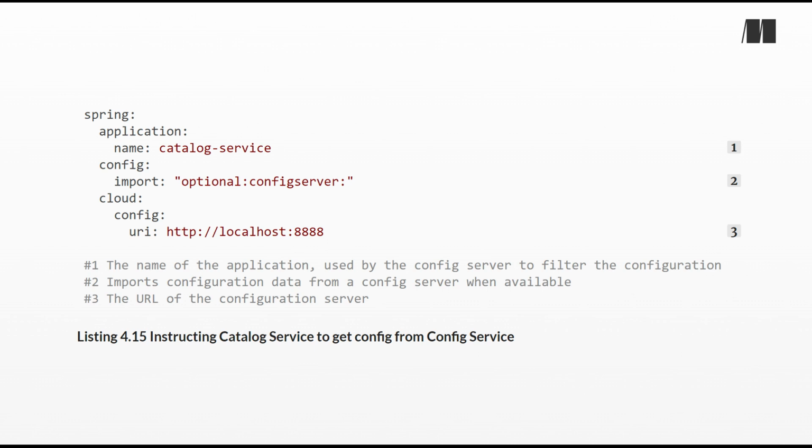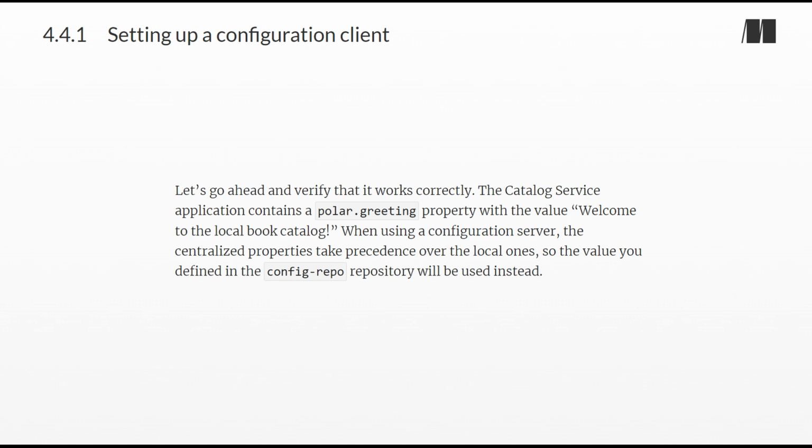Open the application.yml file for your catalog service project and apply the following configuration. Listing 4.15. Instructing catalog service to get config from config service. Let's go ahead and verify that it works correctly. The catalog service application contains a polar.greeting property with the value "Welcome to the local book catalog." When using a configuration server, the centralized properties take precedence over the local ones, so the value you defined in the config-repo repository will be used instead.